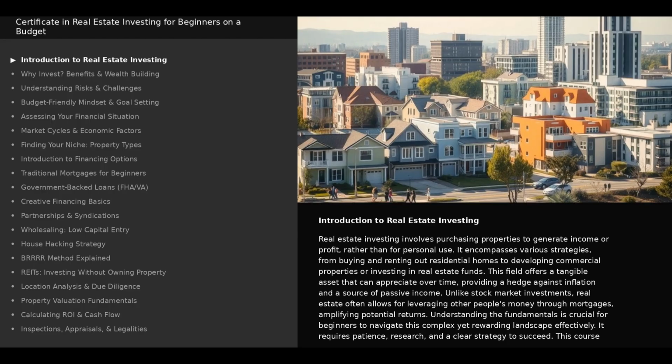It requires patience, research, and a clear strategy to succeed. This course will guide you through the initial steps.